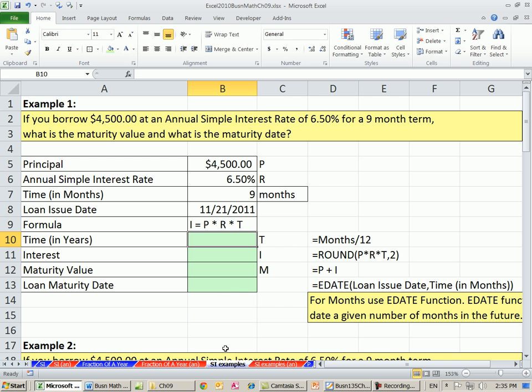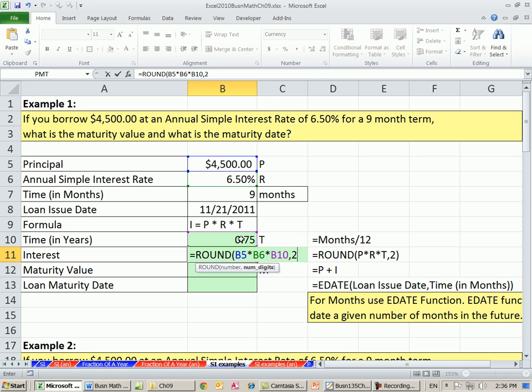First, we have to calculate time in years, as a fraction of the year. So equals 9 divided by 12. We're comparing the part to the whole, or the base: 0.75. Our interest calculation is principal times rate times time, and we are going to round. We are dealing with pennies here. Principal times rate times time as a fraction of a year, comma 2, because we're rounding to the penny.